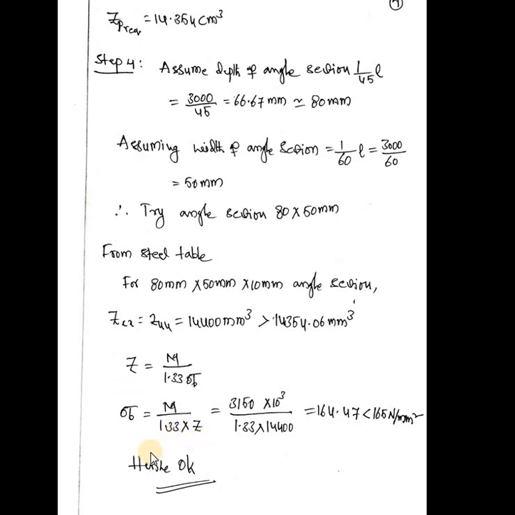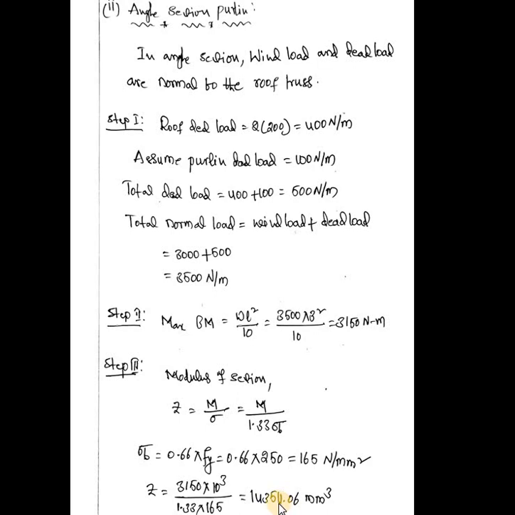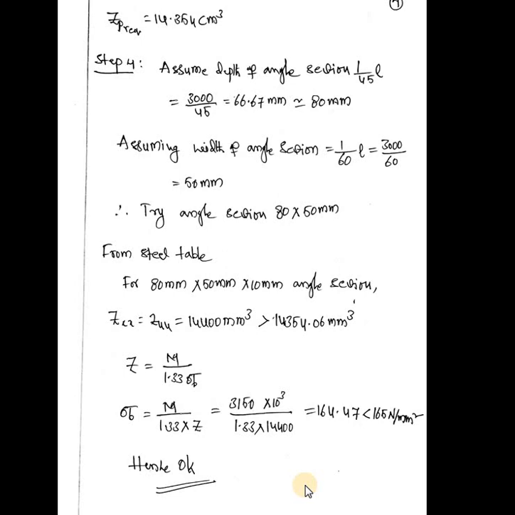After calculating bending stress, just see here. This is the section modulus in terms of mm cube, 14354.06 mm cube. Now in terms of centimeter cube, that value is 14.354 centimeter cube, because in IS, that is the steel table in Handbook number 1, all the values are available in centimeters. For that reason I converted this section modulus value into centimeter cube, 14.354 centimeter cube.